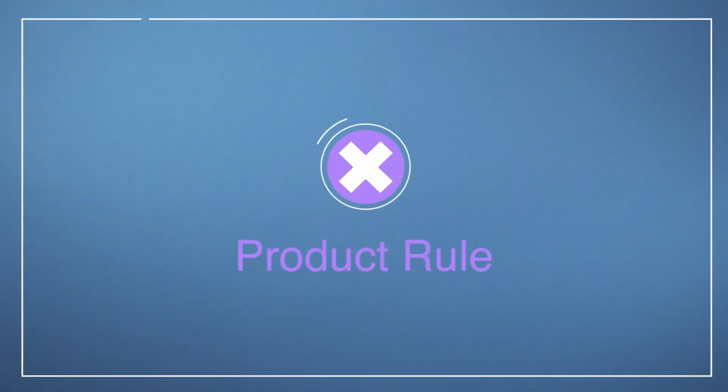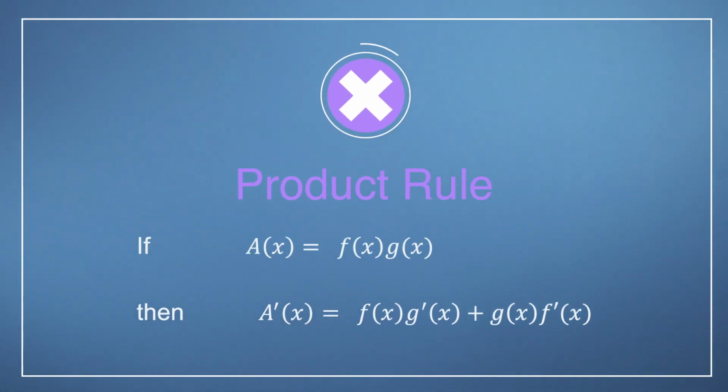So, we can now add the product rule to the list of tools in our calculus toolbox. If we want to differentiate the product of two functions, f of x and g of x, we simply find the sum of f of x, g dash of x, and g of x, f dash of x. This is going to come in really handy in later videos as we start to deal with some more complicated functions.